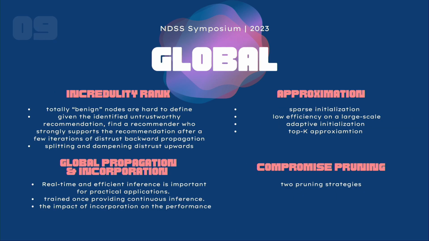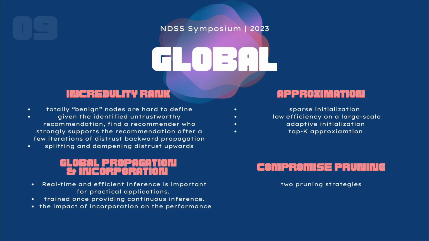For the global part, first we design a node ranking specific for the compromise. Why not use PageRank or TrustRank? There are 2 reasons. The first one is they always start from trusted seeds, but in our scenario, it's harder to define totally trusted or benign things, right? Second, they suffer from the sparse initialization. So in our scenario, for example, we have only 180 out of 1.7 million. So the initial values will be very sparse. So it's harder to converge, right?